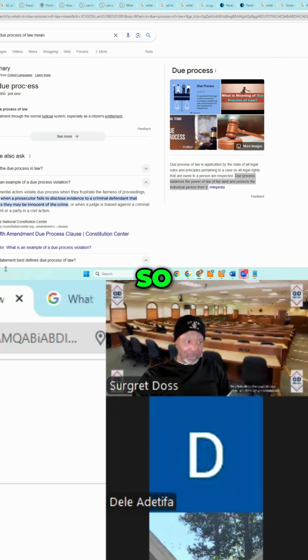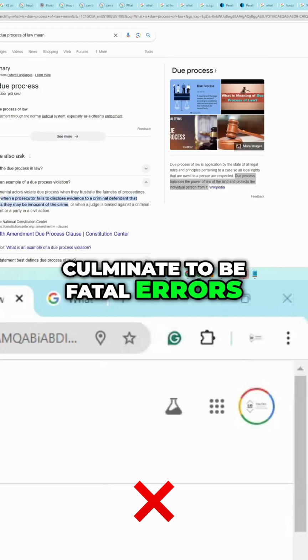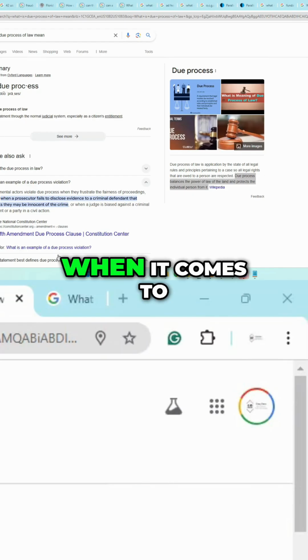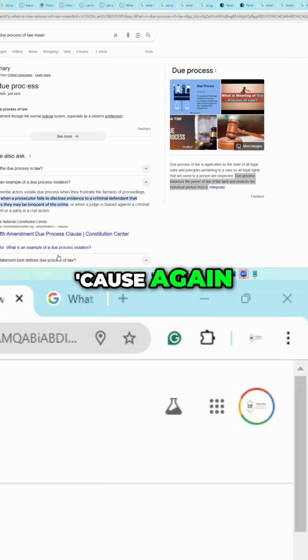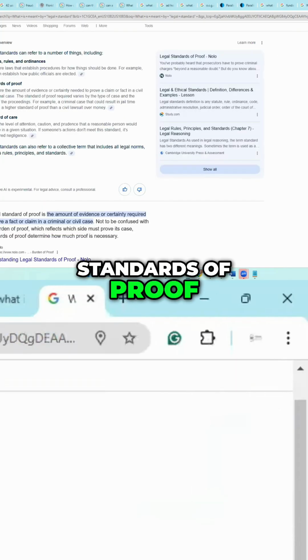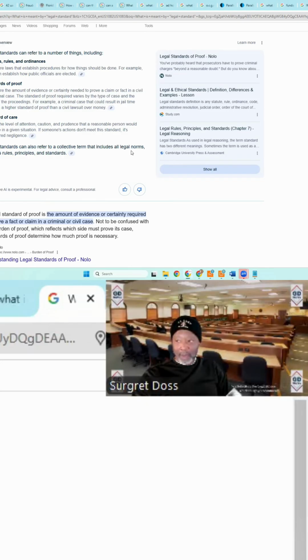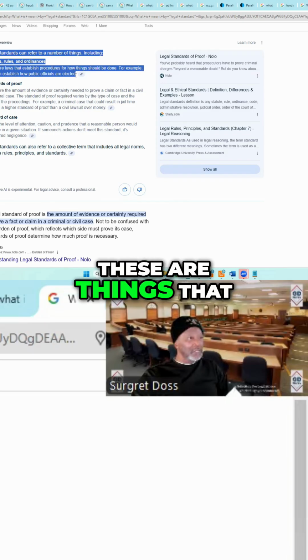Correct. So, what I want to do is make sure that we don't make mistakes that we shouldn't be making, or errors that could be construed, that can culminate to be fatal errors. That's another thing we don't want when it comes to our situations. Because again, you may not get another chance for a while to go back in and address this stuff. Standards of proof. Oh, he went over that. So there y'all go. Standards of proof, fair use. Again, as I said in the beginning, there's a fair use for everything that we do in here. So make sure I put this in there. Balance is okay. Let's talk about legal standards. And again, these are things that we all should just know.